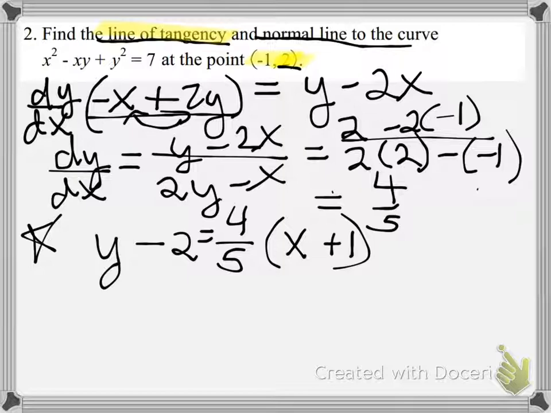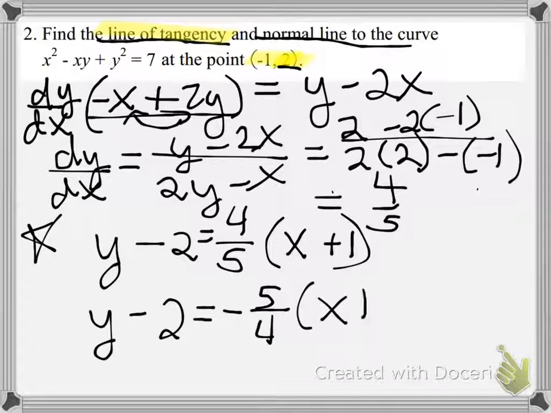But it also wants me to find the normal line. The normal line will be perpendicular. So its slope would be the negative reciprocal. So it's still generally the same equation. The only difference is going to be the slope. So the negative reciprocal of 4 over 5 is negative 5 over 4, times x plus 1. And now I have solved for number 2.